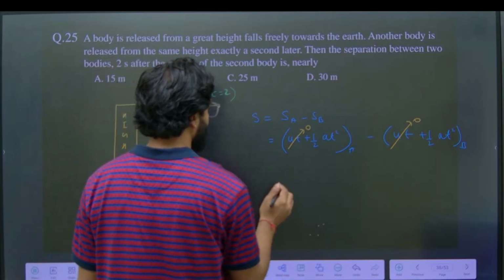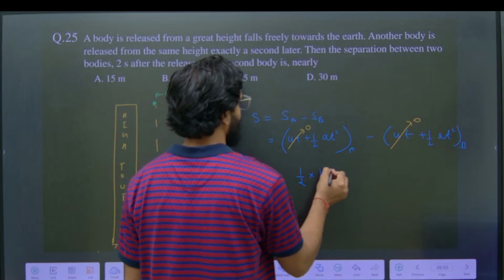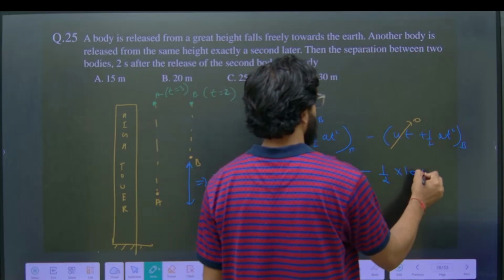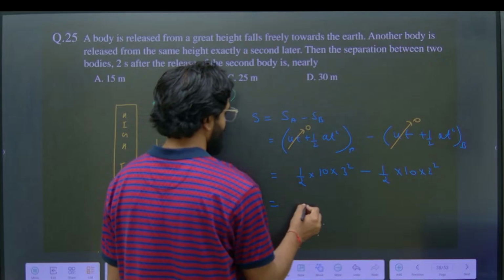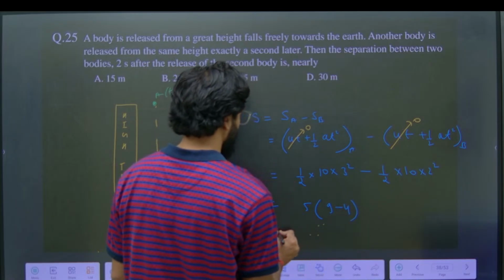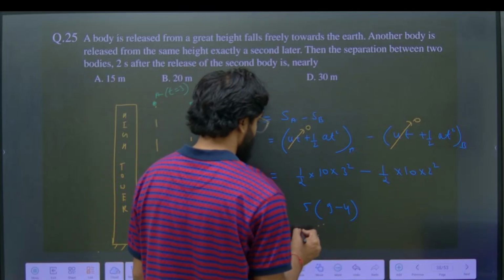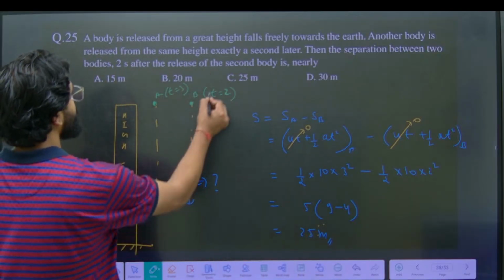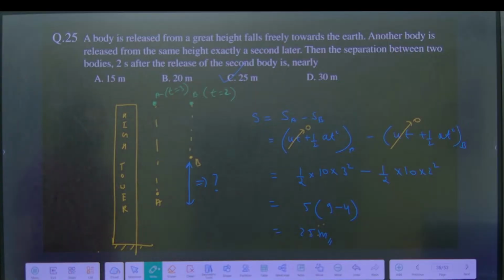So half into 10 into 3 square minus half into 10 into 2 square, it will be how much? 5 we can take common, 9 minus 4, so it will be 5 into 5, 25 meter. Correct. So the answer should be 25 meter.